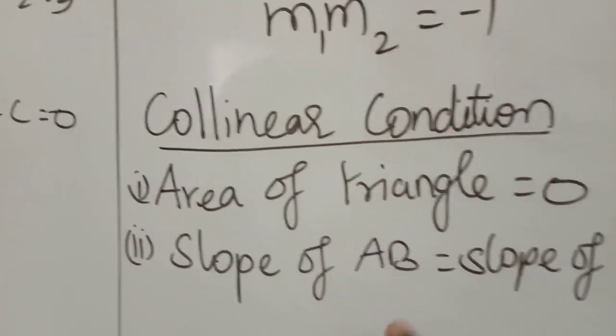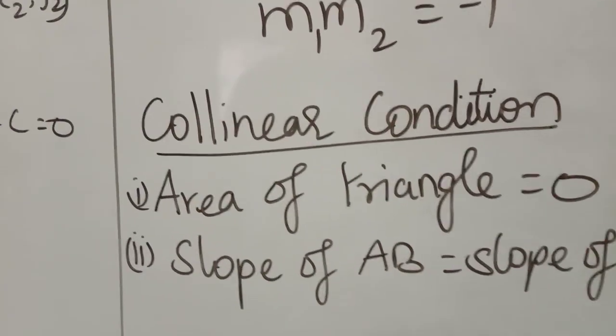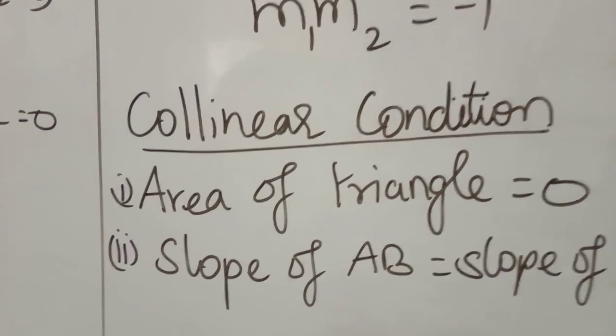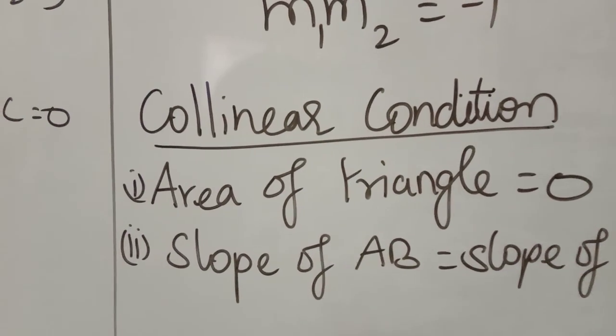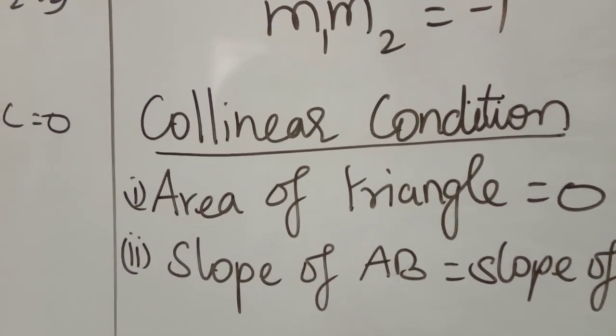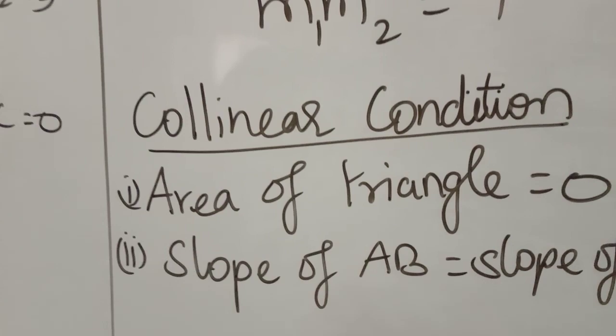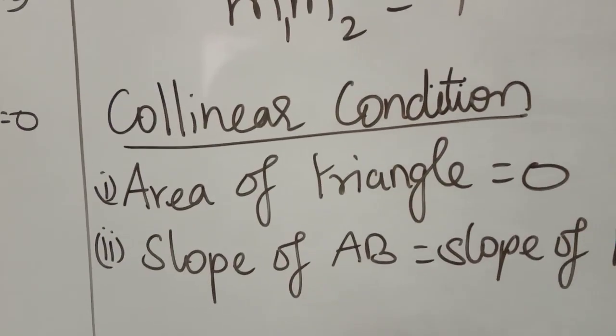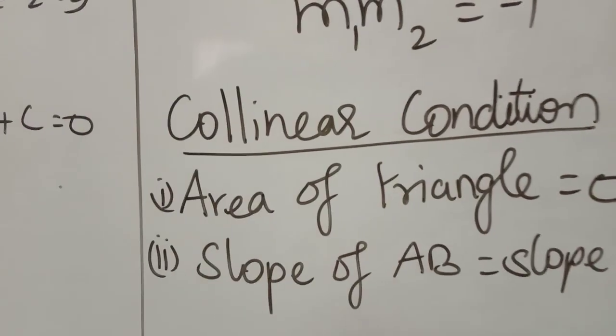Next, the collinear condition. We already studied it in the previous exercise. Collinear condition: area of triangle is equal to 0. Suppose you are using the slope concept, they will ask the question so that the points are collinear using the concept of slope. Otherwise, they may ask to show the given points are collinear using the concept of area of triangle. So according to what they are asking, we have to select the condition.